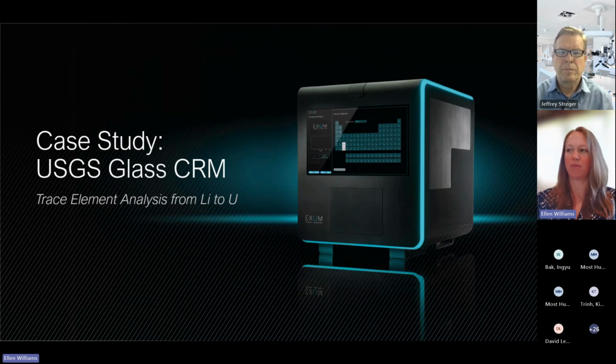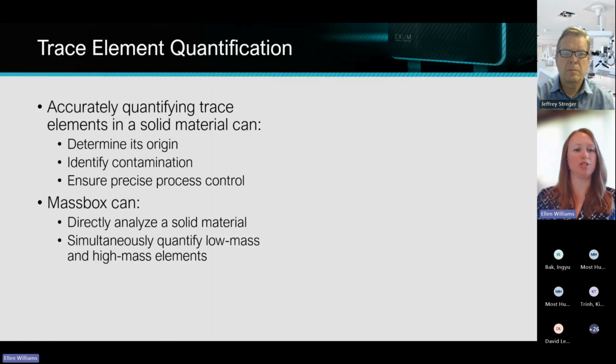Quantified a set of trace elements in a glass certified reference material that was put out by the USGS, or the Geological Survey. So this is a pretty common technique in geology and geochemistry, to analyze these glass samples for this range of trace elements. Specifically for geology or geochemistry, these trace elements are important for determining the material's origin, determining what sort of chemical processes it went through in geologic time.